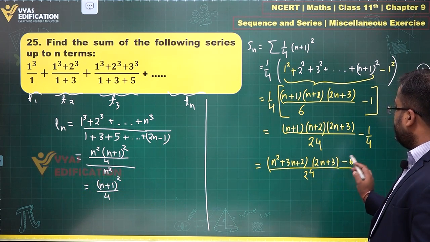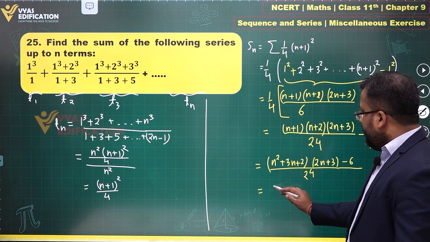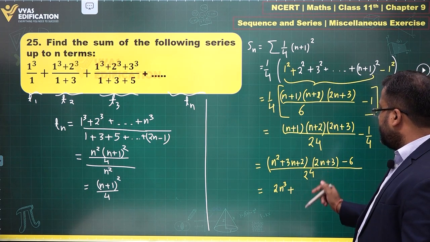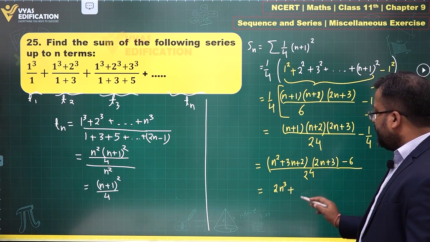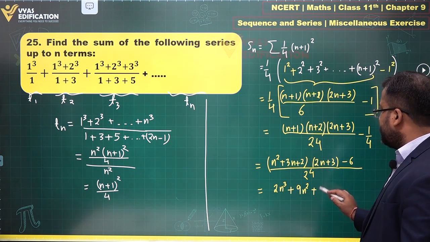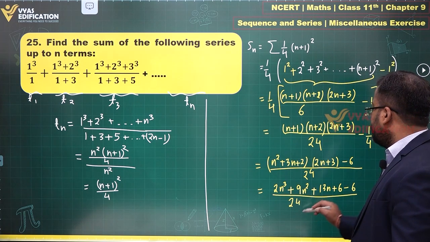You actually see 3 into 2, 6 getting cancelled, right? The constant term gets cancelled. What about the n power 3? That's the first term, plus 3n square. 3 times 2 is 6n square. That becomes 9n square plus 9n plus 4n is 13n plus 6 minus 6 over 24 is what I get.